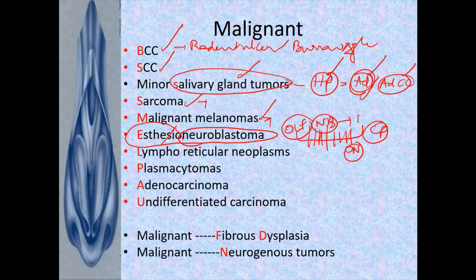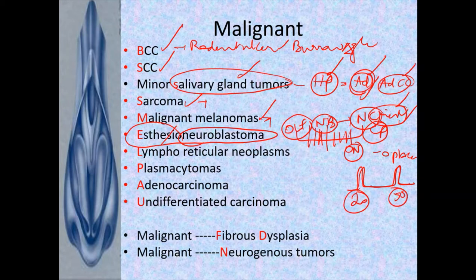It is a tumor of neural crest cell origin. From the olfactory placode it arises, and it has a bimodal distribution. Like Hodgkin's lymphoma, there is one peak at early age and one more at late age. The 10 to 20 years age group is one peak, and 50 to 60 years is another peak.